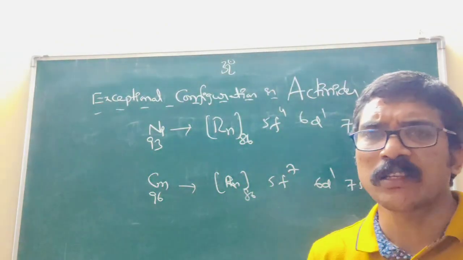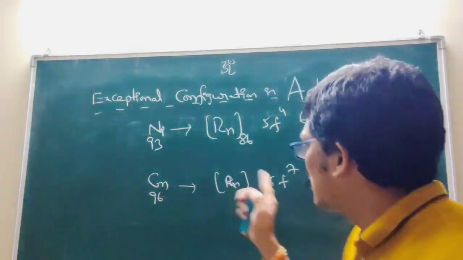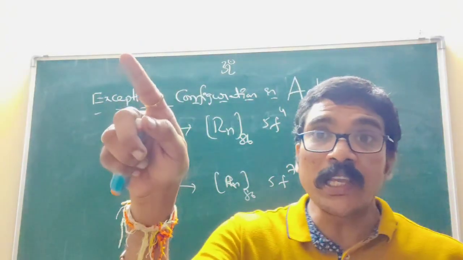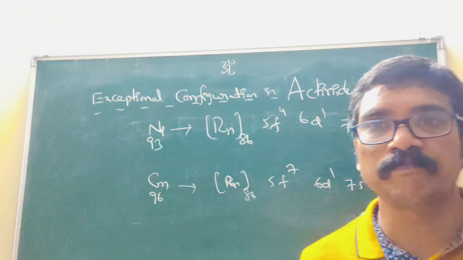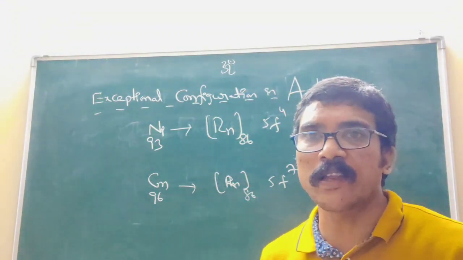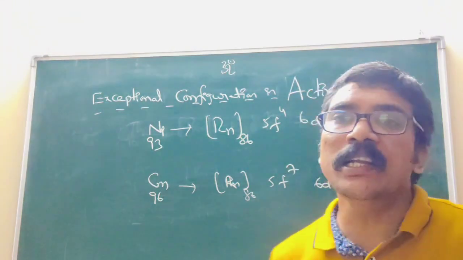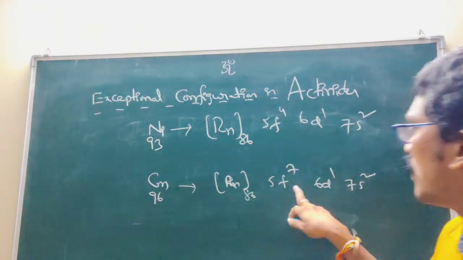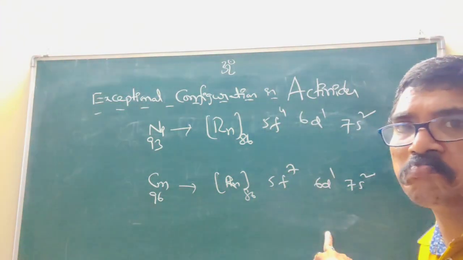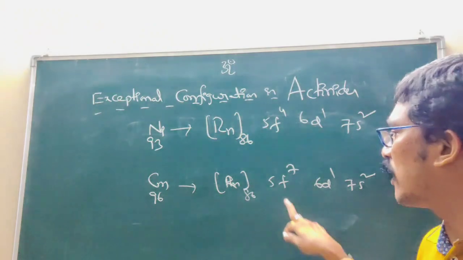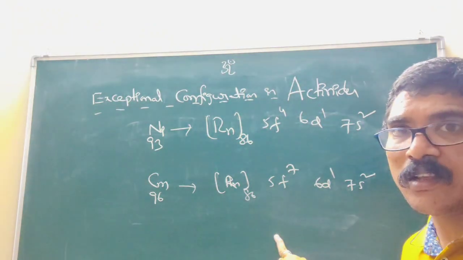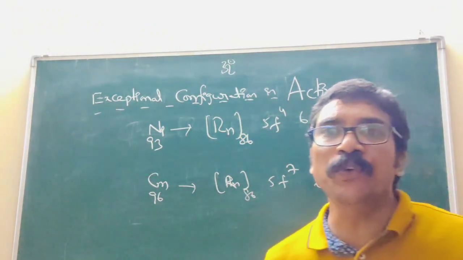But what is the difference? That has f7, this also f7. But it has no d electron. Here one d electron. That is the difference. Is it clear? After that, 97 berkelium. So we are expecting 6d1, but no 6d electron. Therefore 5f9. Berkelium.